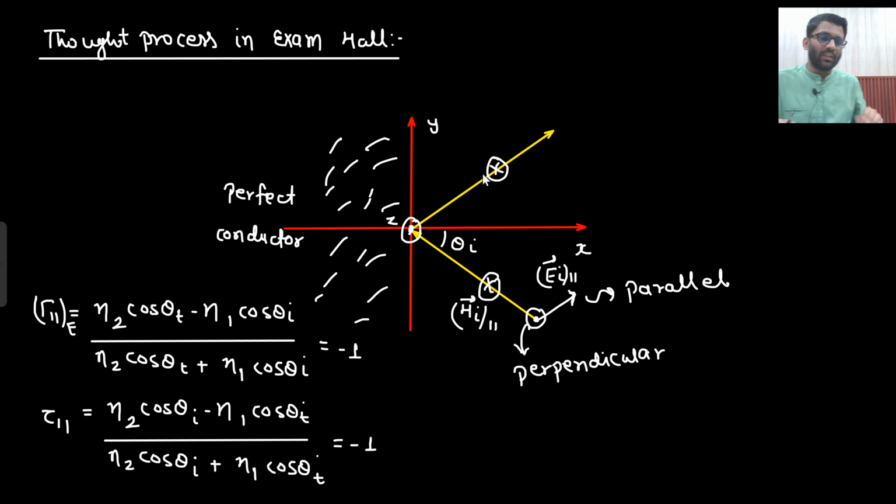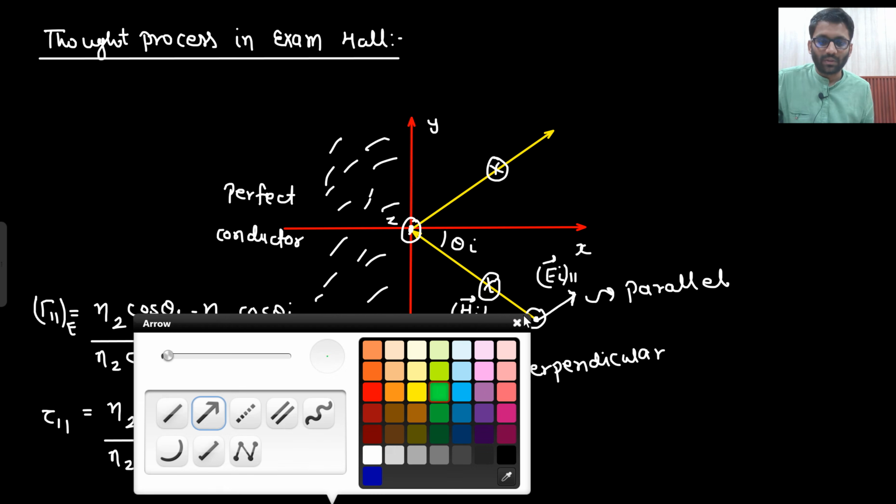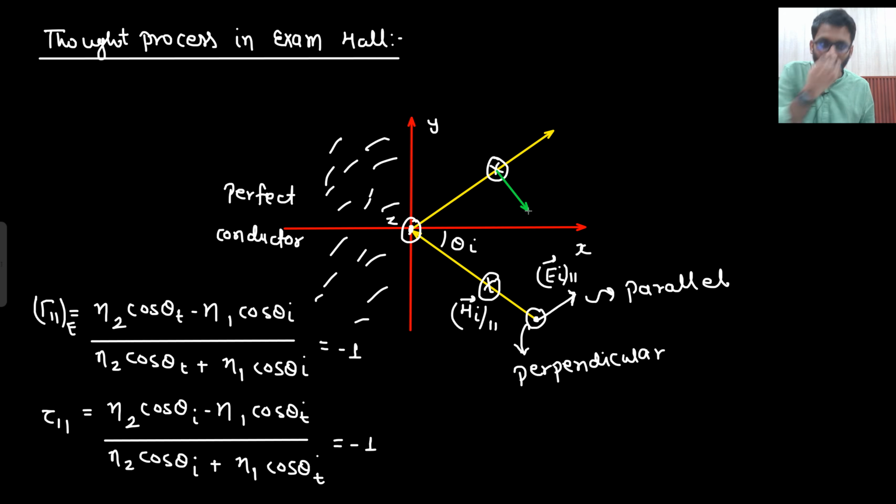So E cross H I need to do. Where will my E be? E cross H, so E will be in this direction. This is my reflected electric field, but with respect to the parallel component only. Are you getting this point? With respect to the parallel component, I have this reflected electric field. Is that clear to you or not?